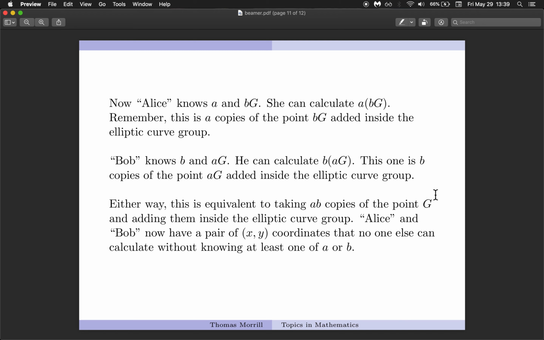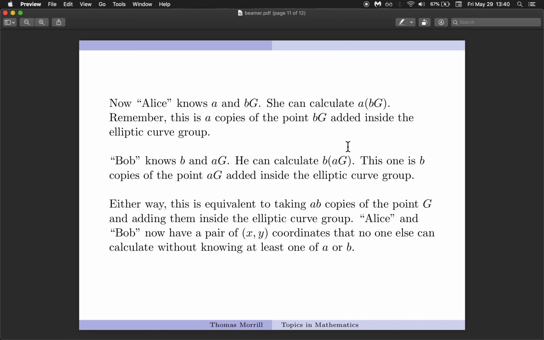But from the algebra perspective, all we're really doing is we're starting at the point G, and we're going to calculate what we get from combining A times B copies of the point G, right? So A times B will be my multiplier. That is how many copies of the point G we put together. Bob can calculate that from his formula here, using information that he knows. Alice can calculate it using her formula here, using information that she knows.